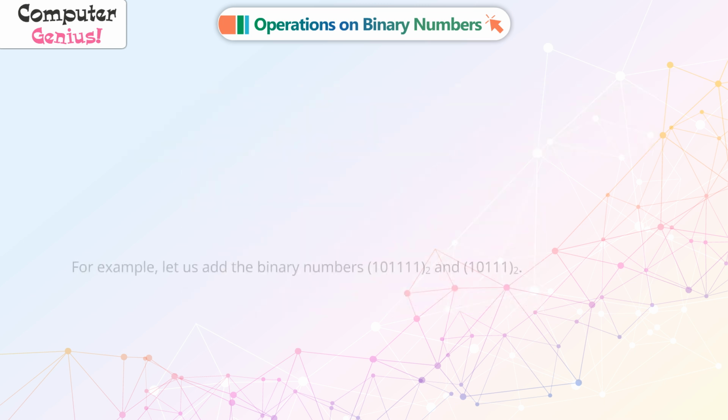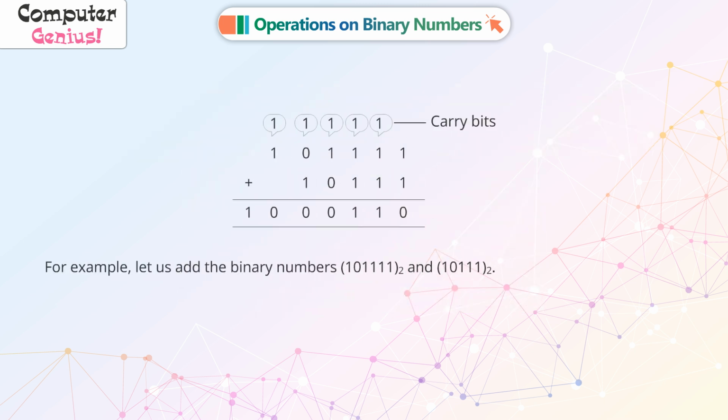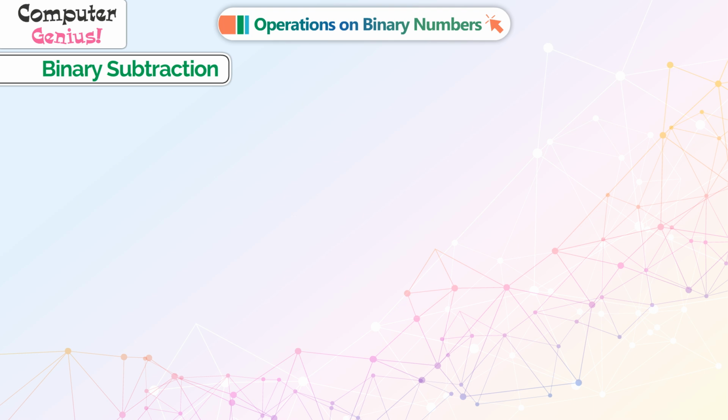Carry 1. For example, let us add the binary numbers 10111 base 2 and 10111 base 2.